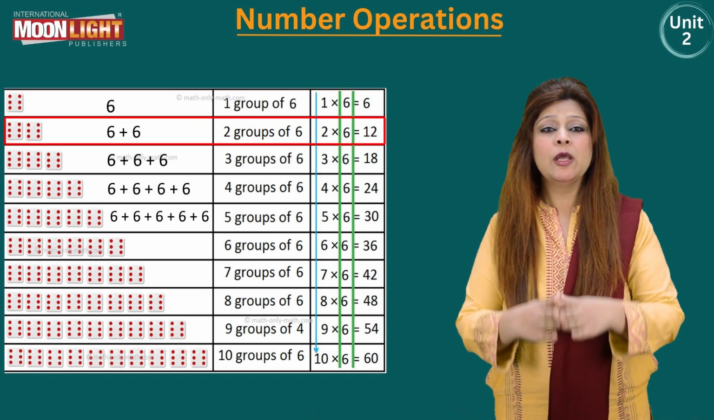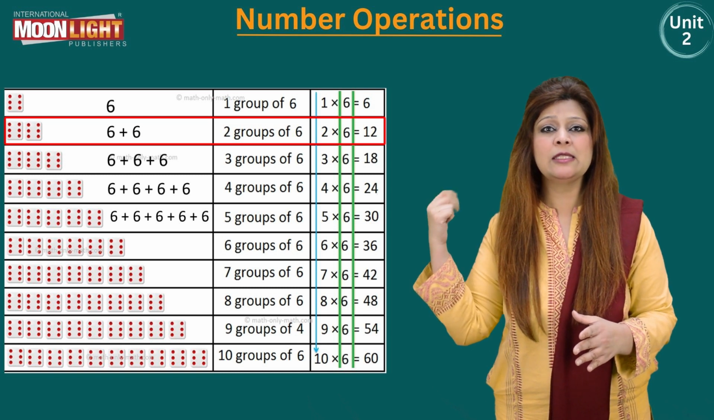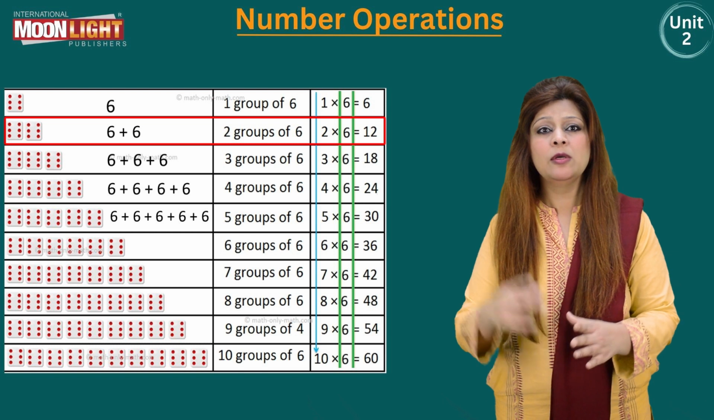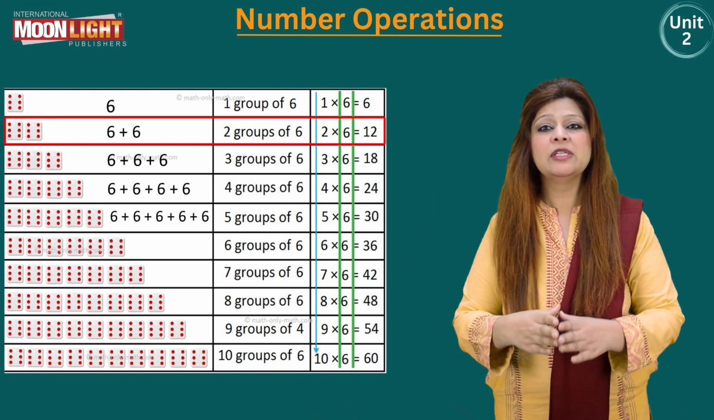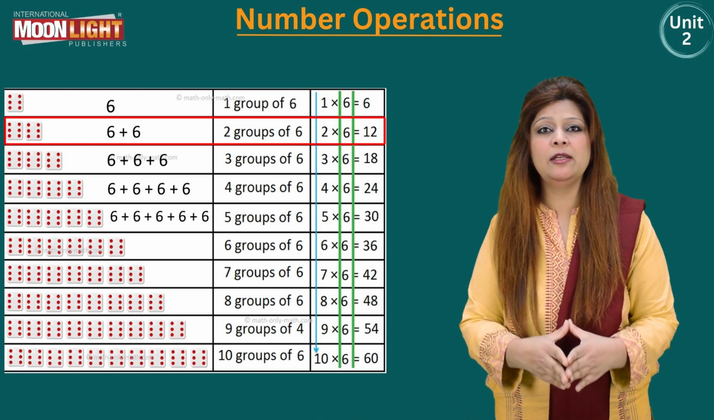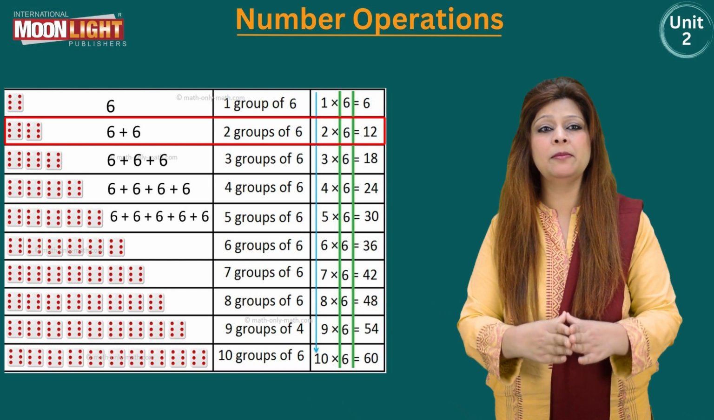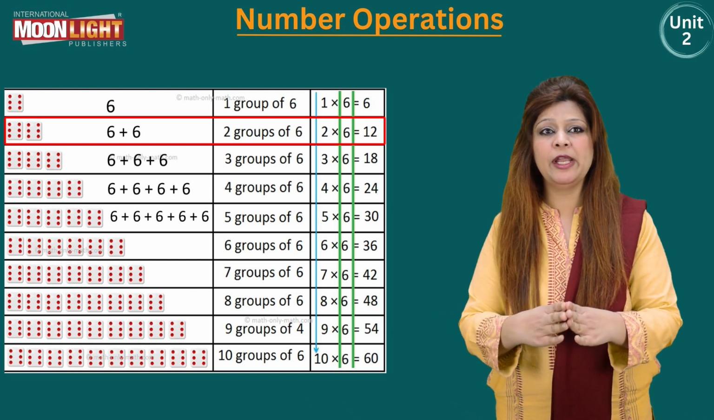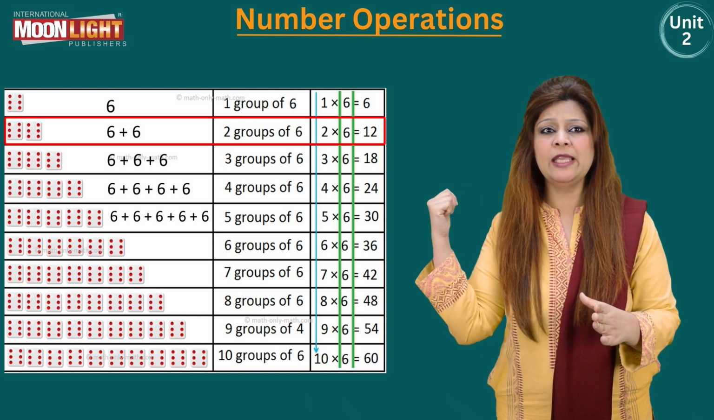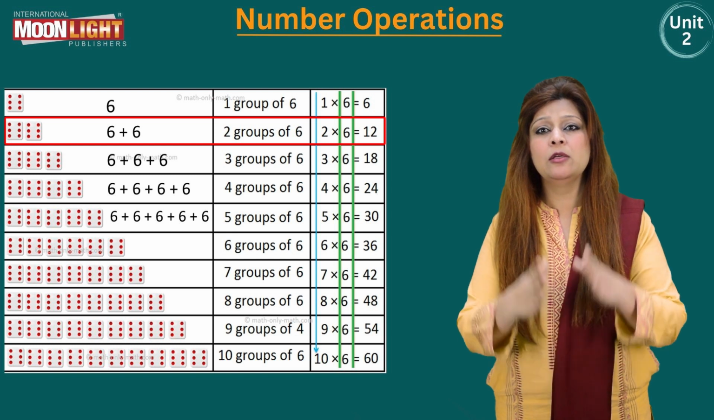Now my dear students, for the second picture you can see that 6 dice are given 2 times. Now 6 plus 6 is equals to 2 group of 6. We can write it down as 2 multiplied by 6 is equals to, you can just count the dots on the dice by yourself. 6 plus 6 is 12. So I will write over here 12.